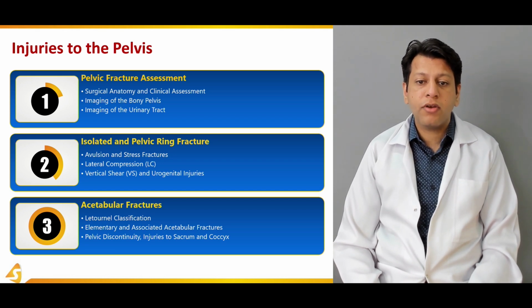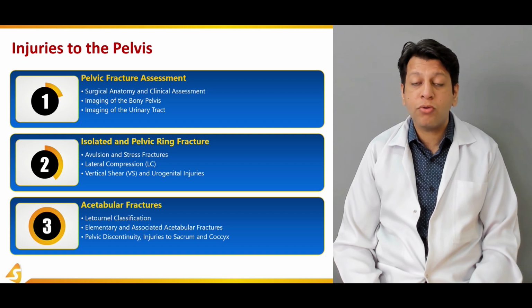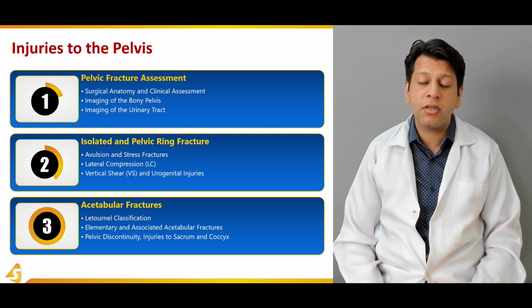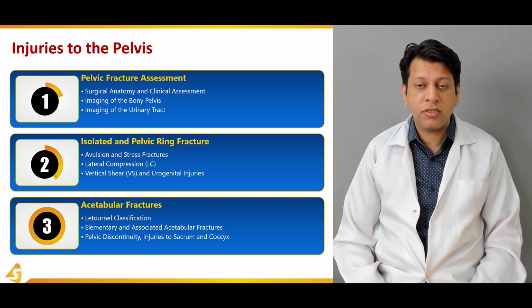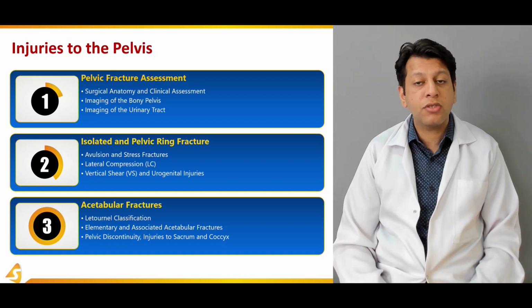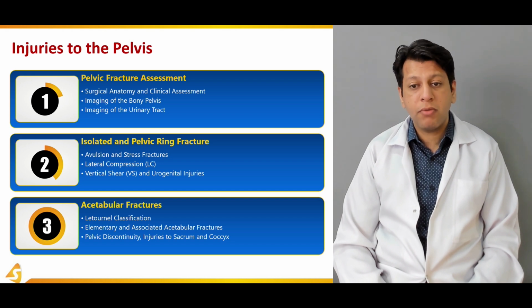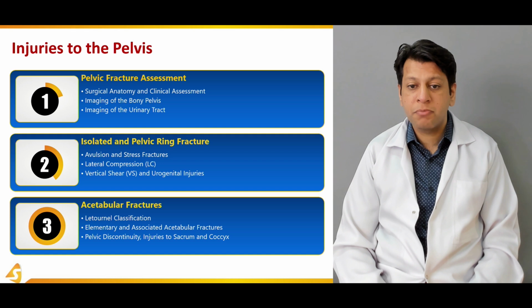And lastly, associated imaging of the urinary tract. Why is it important? Because as you know, there are multiple other organs present in the pelvis. Especially these are associated with urethral as well as bladder injuries. So urinary tract imaging is almost always associated with the pelvic fracture assessment.